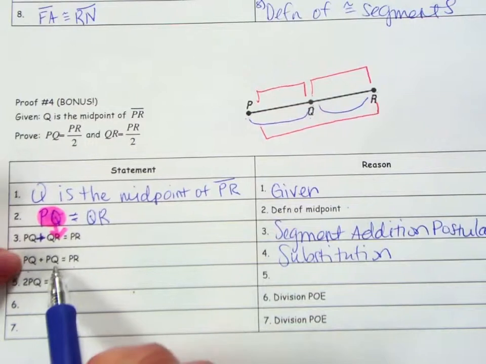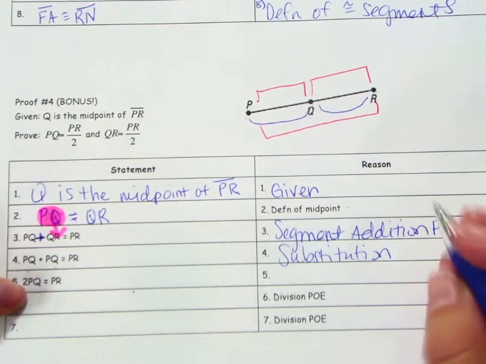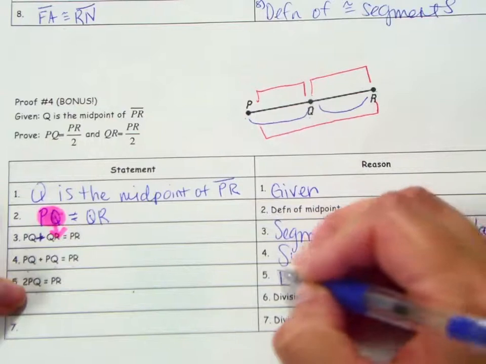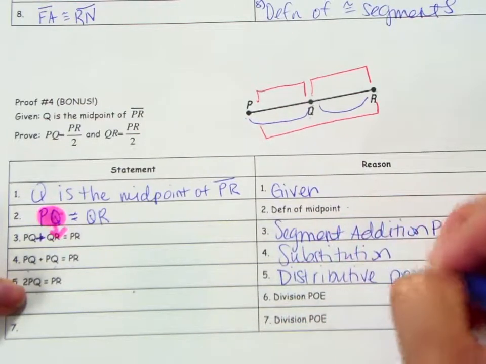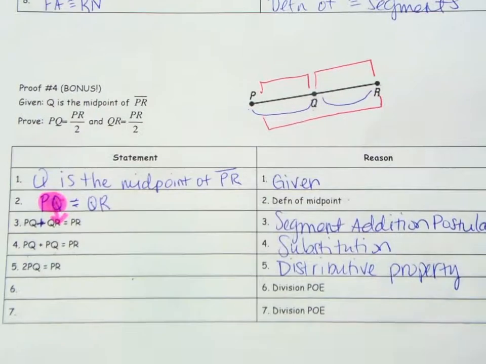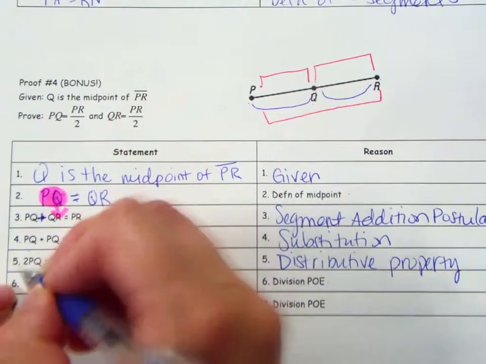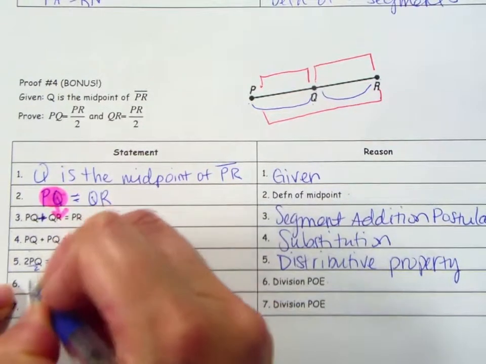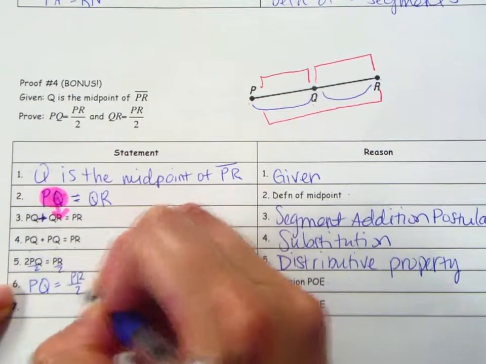Combining the 1 PQ plus 1 PQ into 2 PQ, that is actually the distributive property. It's kind of the backwards of the distributive property. It's kind of going backwards. And then you can see that we need to use the division property twice. So first I'm going to divide both sides by 2. That gives me PQ equals PR over 2.